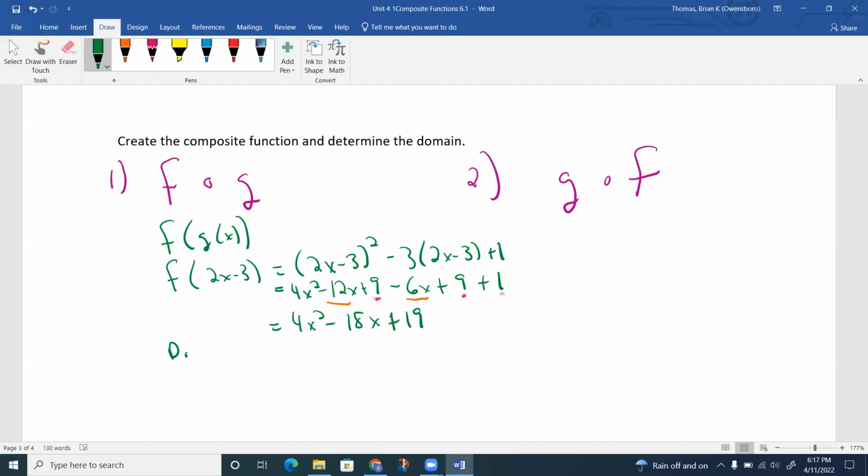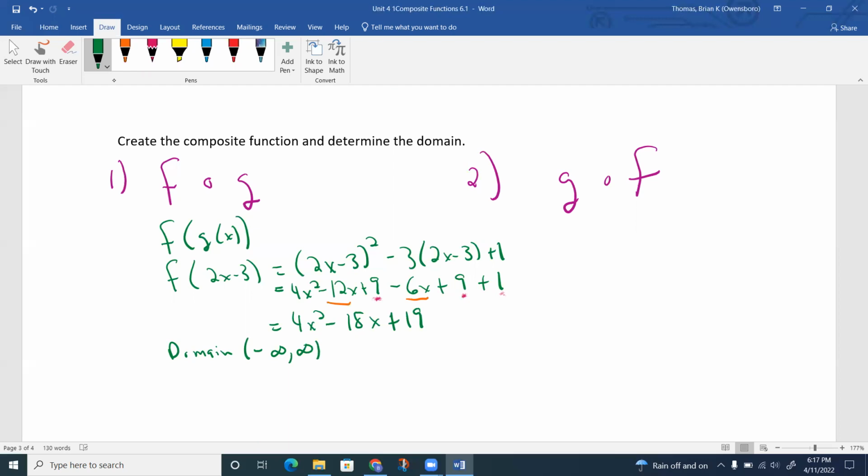And the domain, again, there are no domain restrictions along the way. There's no numerator, there's no denominator. So the domain is the set of all real numbers, or using interval notation, we're going to say -infinity to infinity is the domain.